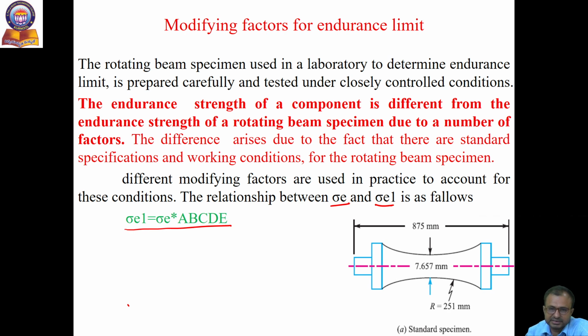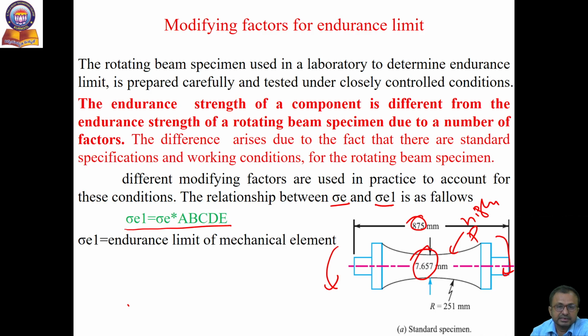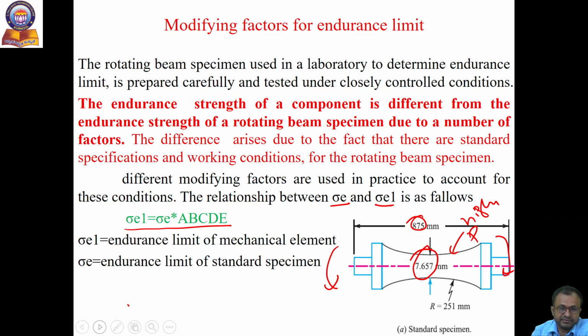Already we discussed the standard specimen. The standard specimen has a length of 875 mm and a nominal diameter of 7.657 mm, and this specimen is subjected to a reversal bending moment. One more condition is that it is highly polished. So this is regarding the first slide. Then we move to the second slide.